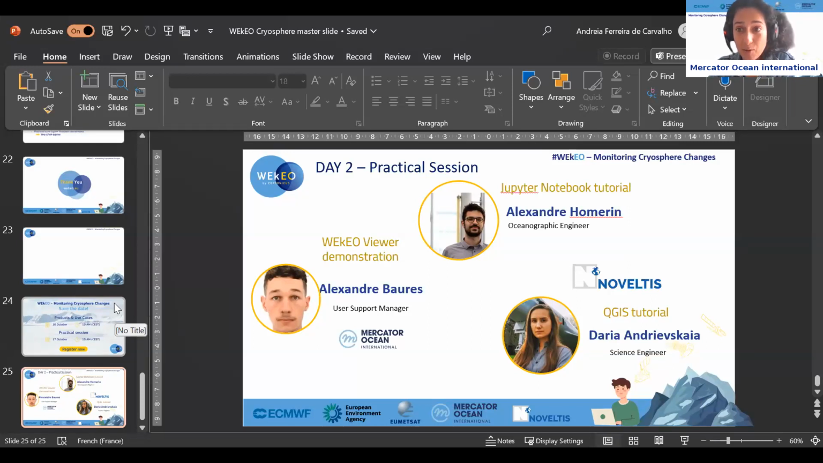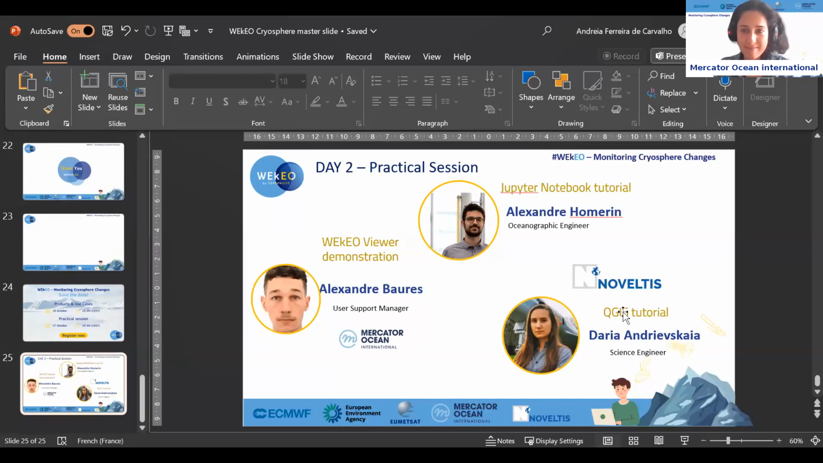Tomorrow is going to be a more practical session. We will have Alexandre Bauch, who is going to do a demonstration of the viewer. It was briefly mentioned today. You will see how to visualize the data that is available on WEkEO. And then we will have Alexandre Meran and Daria Andreevskaya, who are going to show you some very interesting tutorials on both Jupyter notebooks and using QGIS software. And with this, we will conclude today's session.